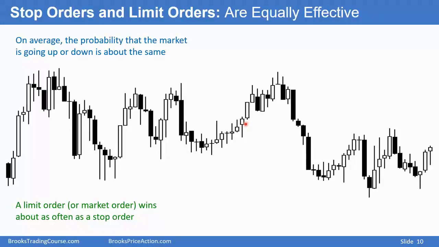The more the market's going sideways, the more often a limit order will make money. The more the market is trending, the more a stop order will make money. Here, a trader wins selling with a limit order at the high of that bar.